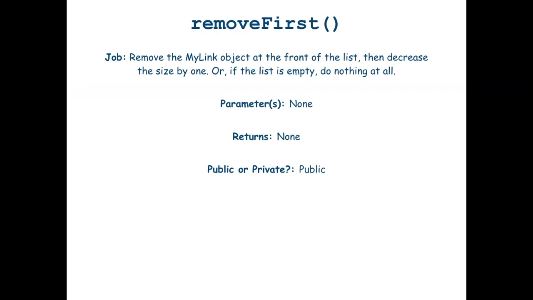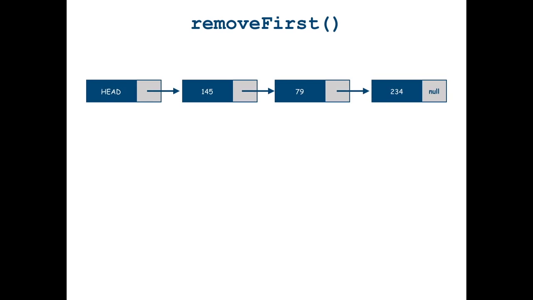Next, we have remove first, whose job is to remove the MyLink at the front of the list, and which would, of course, decrease the size by 1. Or, of course, if the list is empty, it'll do nothing at all. This method receives no parameter, and it returns no object. And it is also a public method. Right? So, here's how it works.